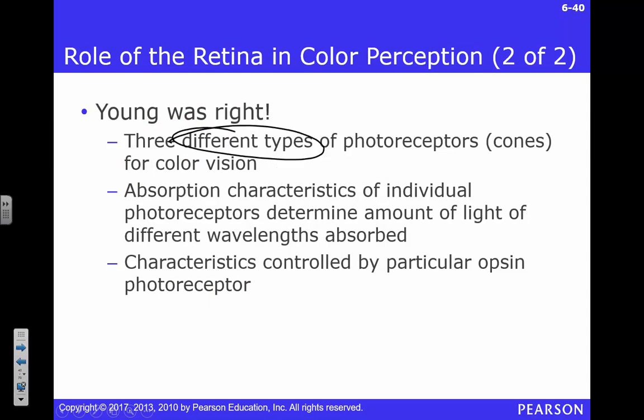There are three different types of photoreceptors. They do have different absorption, what we call absorption spectra. We'll talk about that. That's based on the particular type of opsin, the particular type of photopigment, that molecule that's in there. They're all three going to have slightly different molecules, and so they're going to be sensitive to slightly different wavelengths of light.